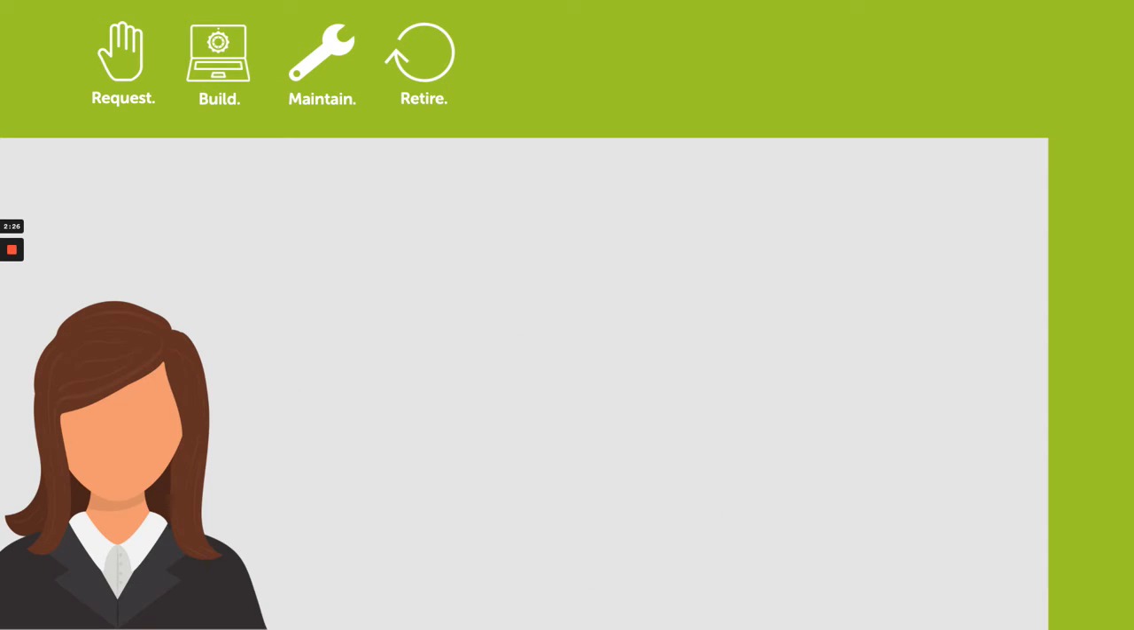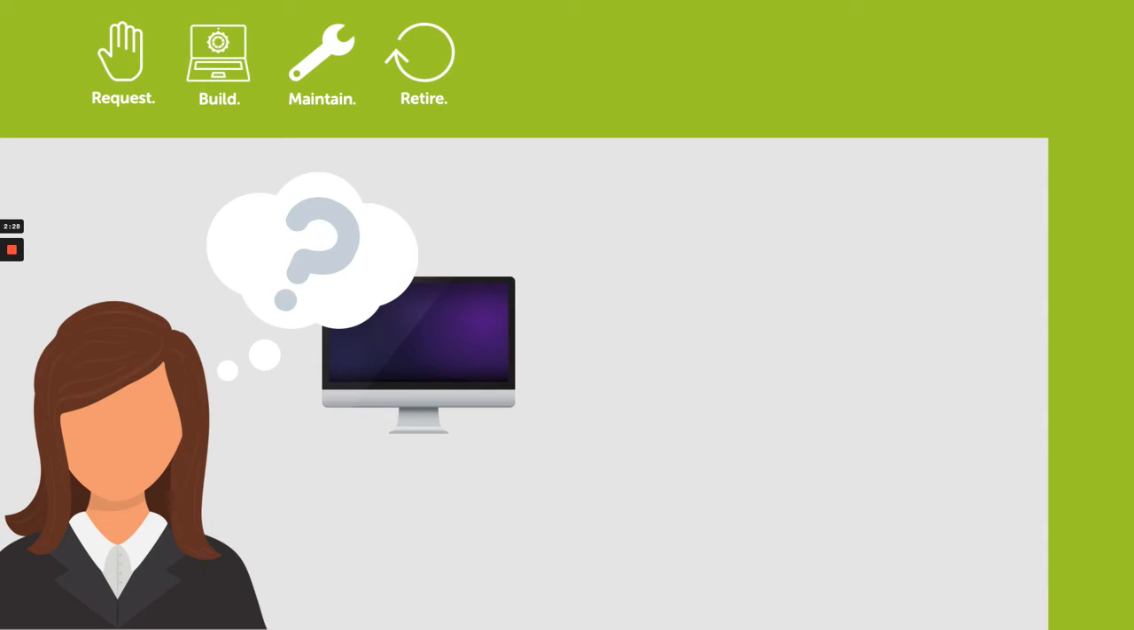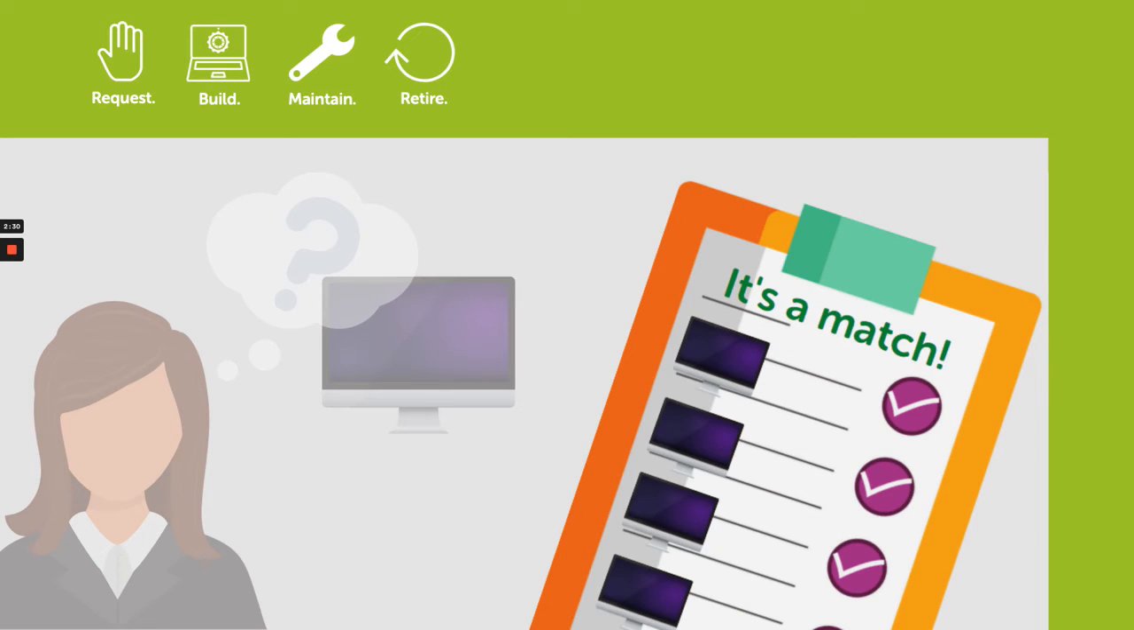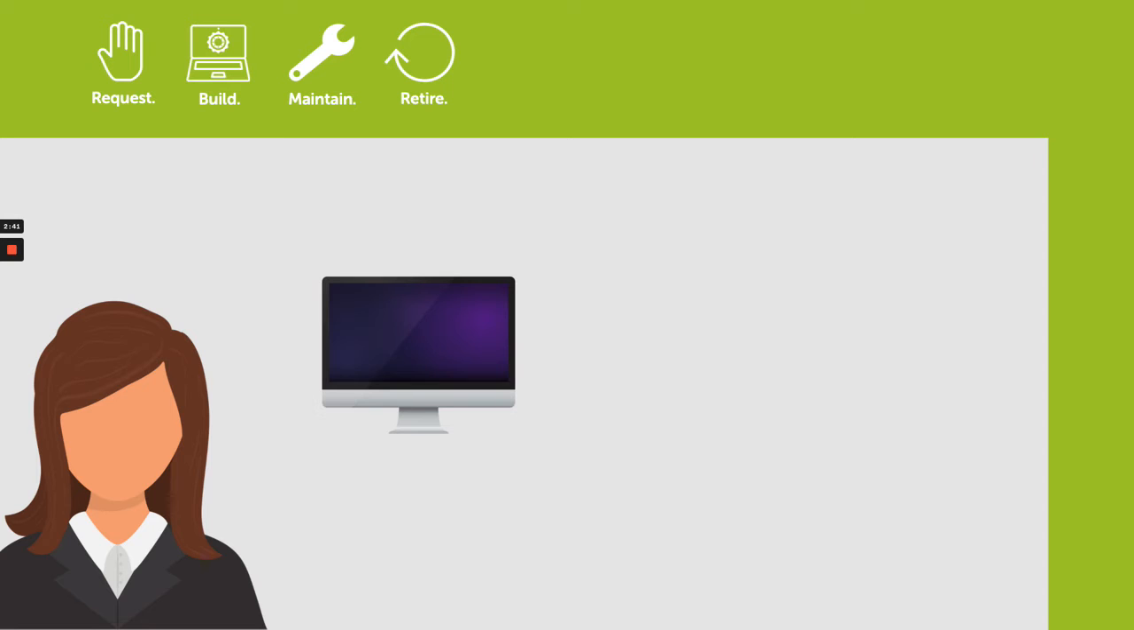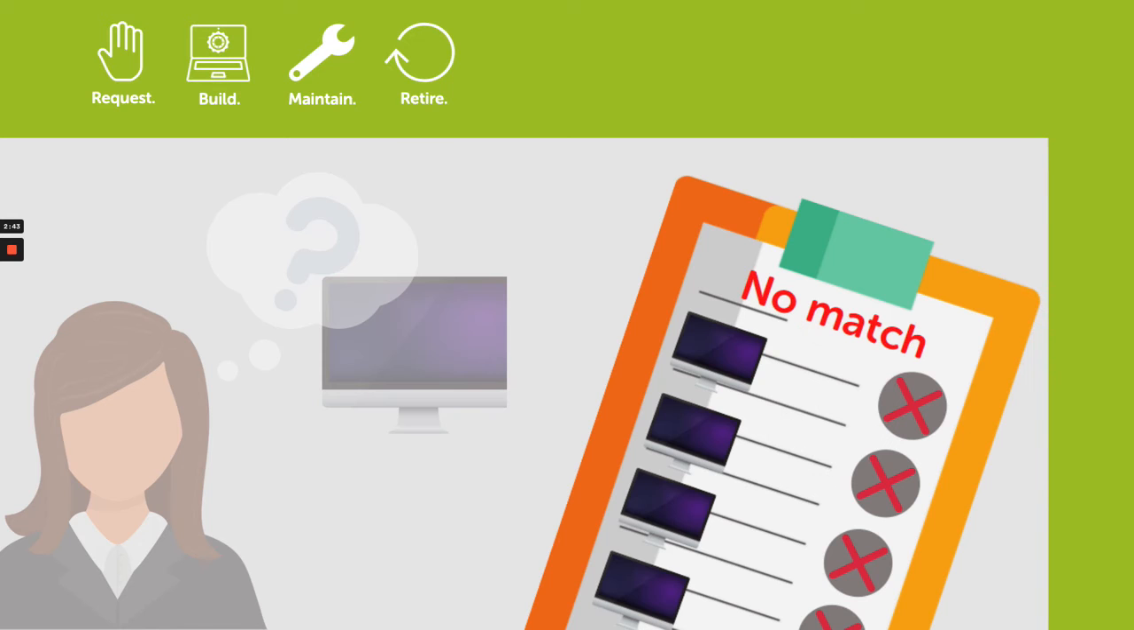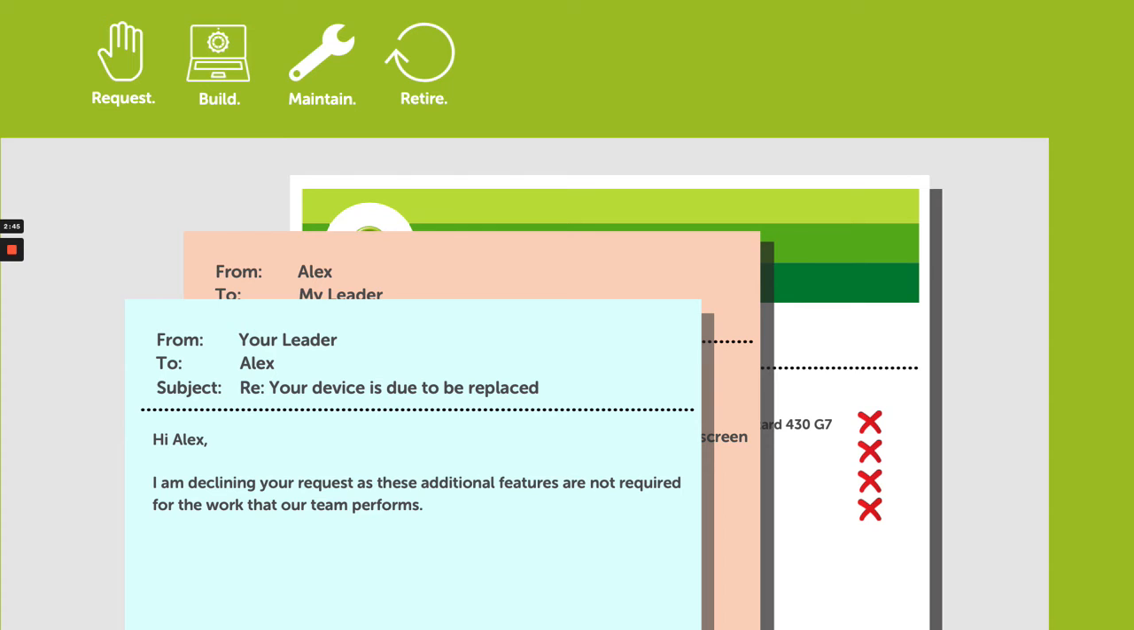As a leader, you'll need to determine whether the request is reasonable. If it is, all you need to do is reply to the request with your approval and justification for your team member to submit, which will then be procured and built. If you do not believe the request is reasonable, you'll need to decline the request and reinforce the need to proceed with the recommended device.